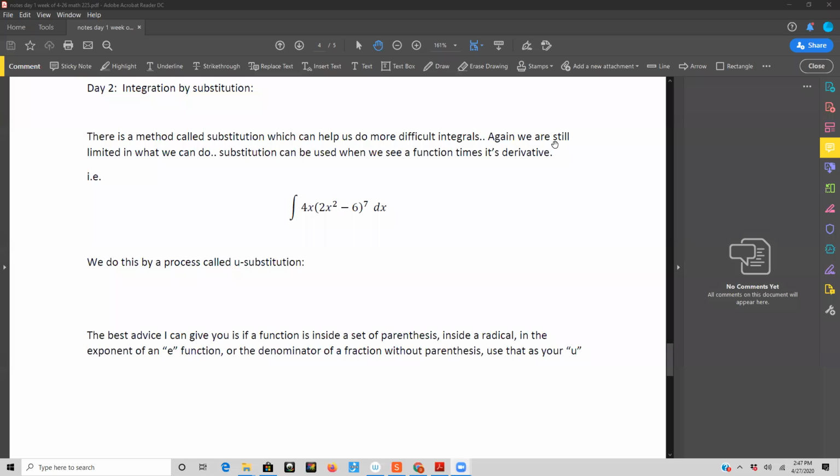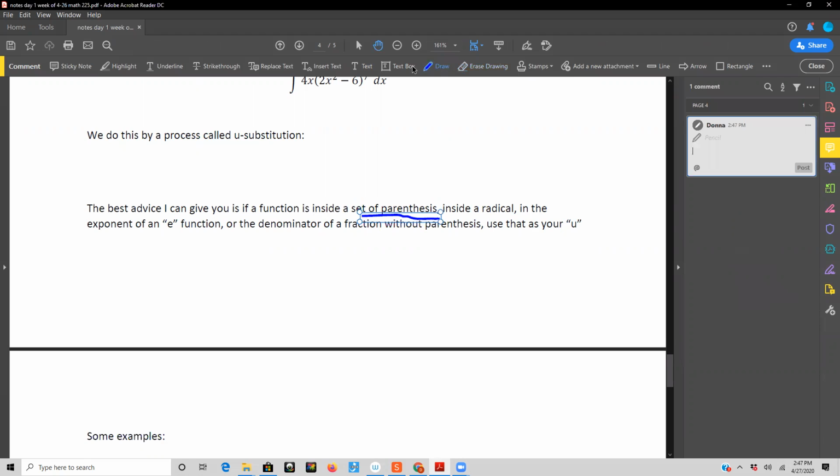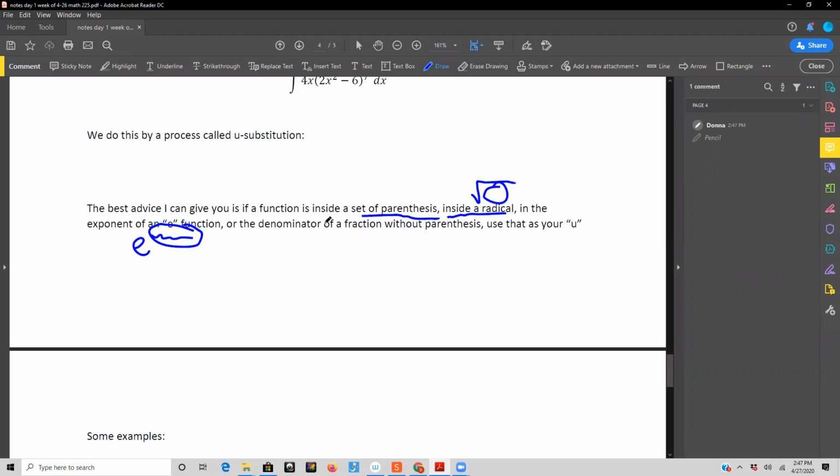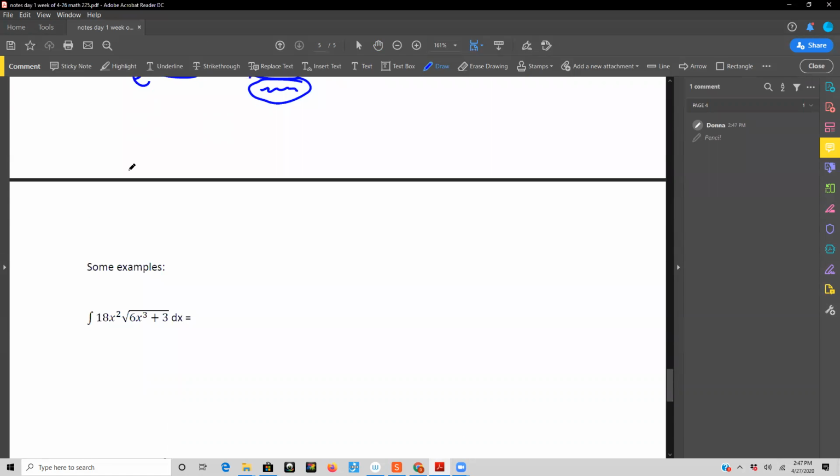My suggestion to you is basically one kind of hard and fast rule. It works most of the time. Look for things inside a set of parentheses. That could be your u. Look for things inside a radical, inside a square root. That could be your u. In the exponent of an e function, so like e to the whatever this is, that's your u. Or the denominator of a fraction, so if you have 1 over whatever, then whatever this is is going to be your u. Okay? So there are some suggestions for you as to what to do. Most of the time that'll work.